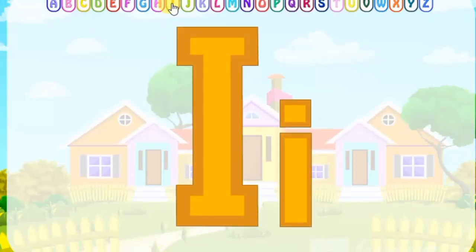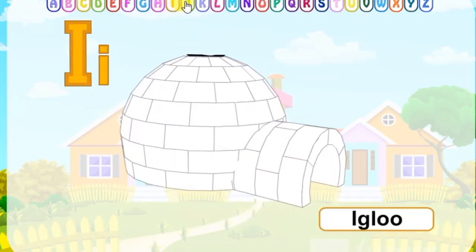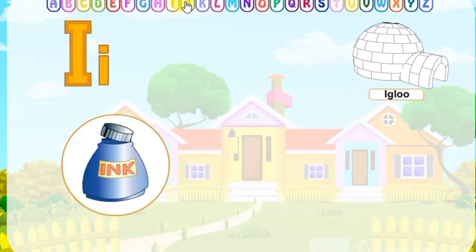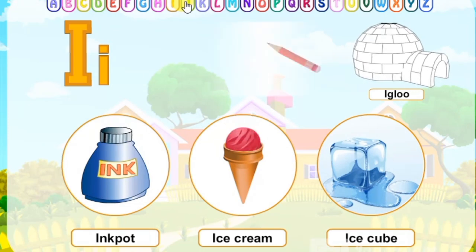I. Igloo, ink pot, ice cream, ice cube. Join the dots to make I.